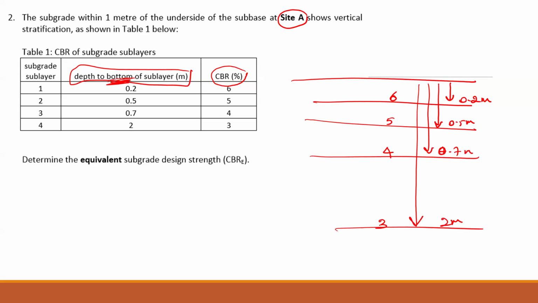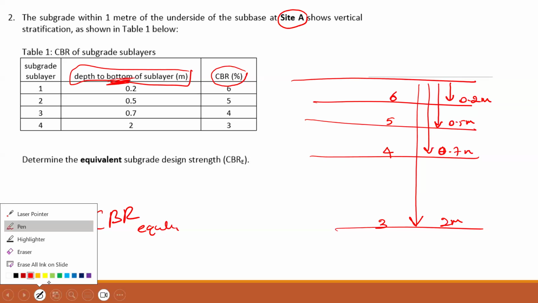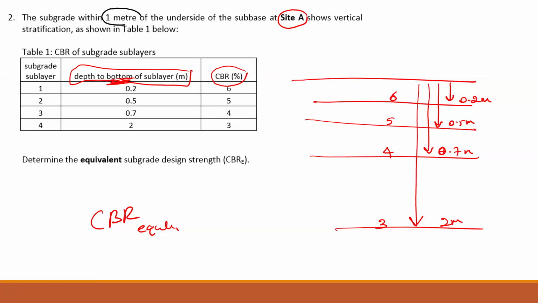For our calculations, we can't have these different CBRs. Instead, we need a CBR equivalent value, like an average value. To find this equivalent value, we only consider the first 1 meter. We don't have to go beyond that. And we have an equation to calculate it. So that equation is this.